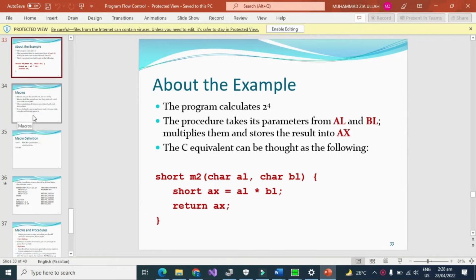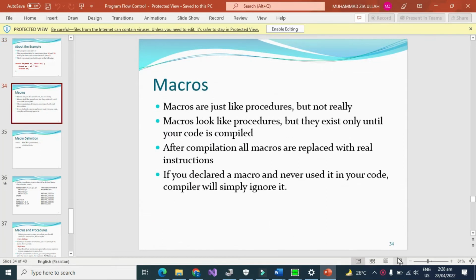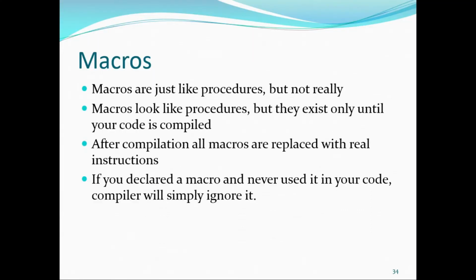Going back to the slides, next there are macros, which are just like procedures but not really. Macros look like procedures, but they exist only until your program is compiled. After compilation, all macros are replaced with real instructions. If you declared a macro and never use it in your code, the compiler will simply ignore it. So this is the main difference between macros and procedures.